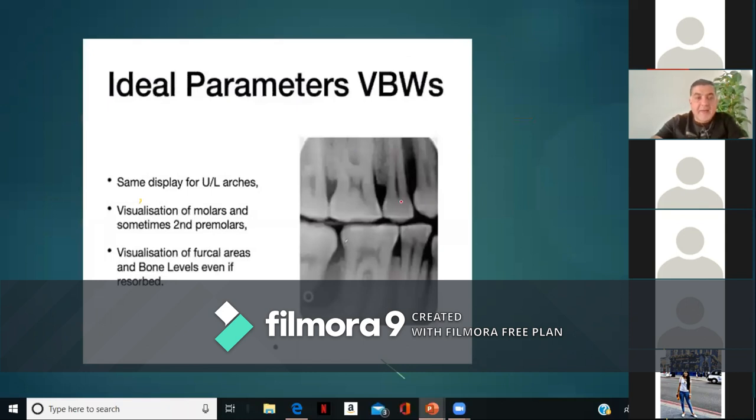Vertical bite wings, again, the same. Sorry for that. The amount of tooth shown should be the same here and the same here. Visualization of the molar, sometimes second premolars, okay? But the most important is the molar because we use it for furcation. So molars are more important. And this will show, again, the focal areas and the bone levels.